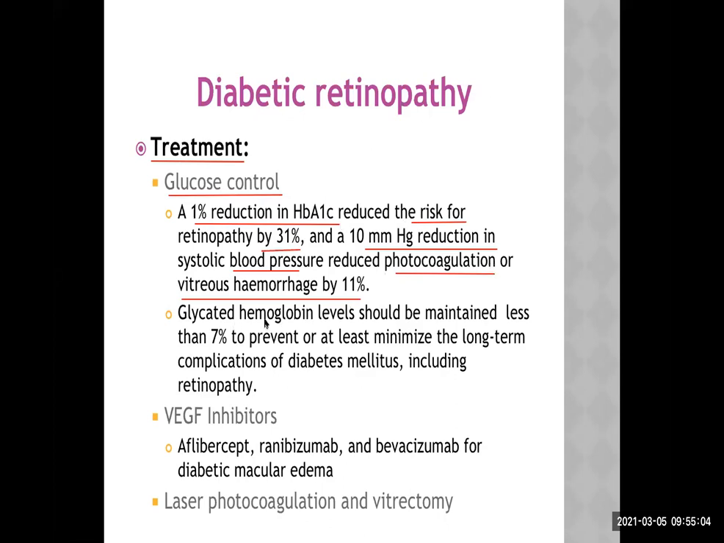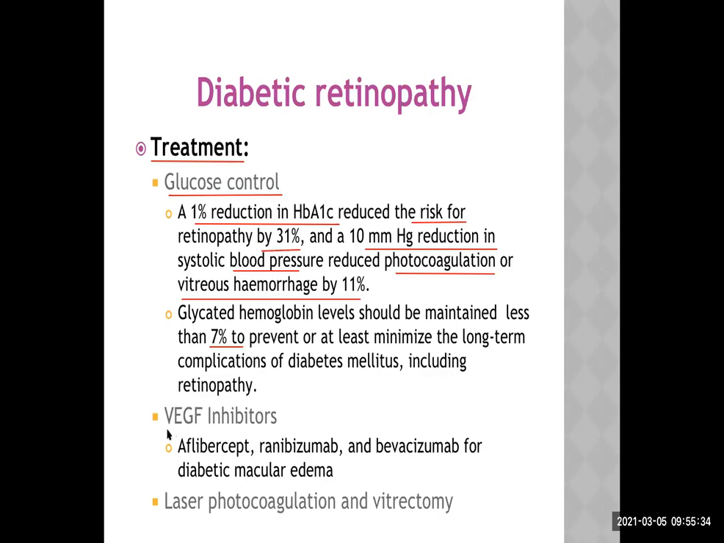Now, another point, glycated hemoglobin level should be maintained less than 7% to minimize the chances of retinopathy. So this is our target. If it is 7.5% or 8, you should never be satisfied. Something is wrong there. Either the patient is not taking medicine properly, or you are not prescribing the medicine properly, or the patient is eating anything, whatever they like. So something has to be changed.